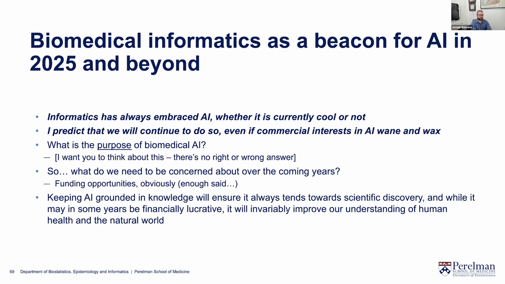And last but not least, I will say that biomedical informatics is sort of one of the ways that we can encourage responsible use of AI. So I want everybody to think about what is the purpose of biomedical AI. I don't think that there's a right or wrong answer, but everybody should be thinking about this. So what are the things that we need to be concerned about over the coming years? Things like funding opportunities and other policies and different ways that we can use certain tools in different types of research. We need to think about how can we do that responsibly and ethically.